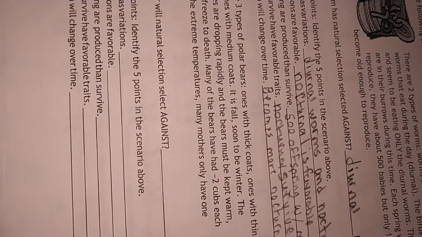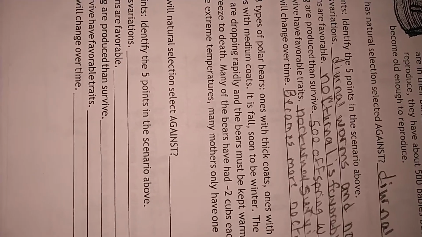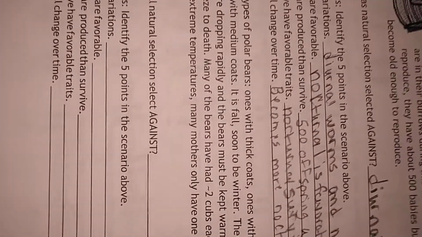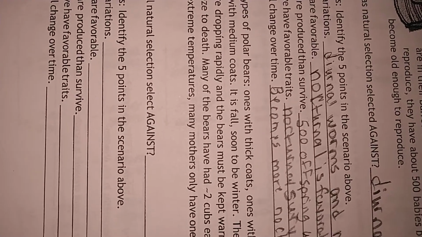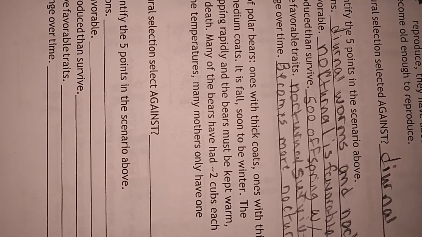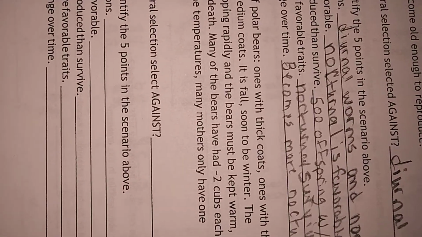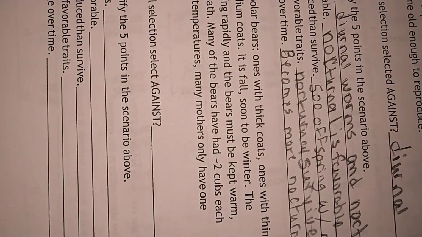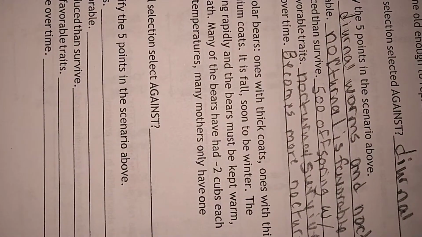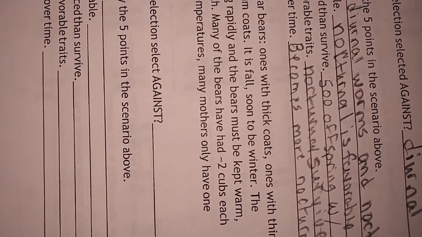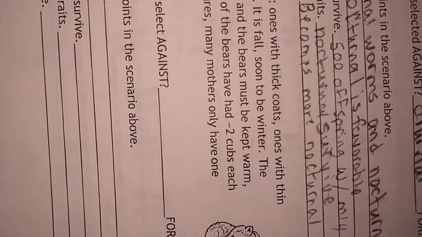Okay, so there are 3 types of polar bears: one with thick coats, one with thin coats, and one with medium coats. It is fall, soon to be winter. The temperatures are dropping rapidly. So what are the bears going to need to stay warm? The bears must be kept warm or they will freeze to death. Many of the bears have had approximately 2 cubs each, but due to the extreme temperatures, many mothers only have 1 cub left.